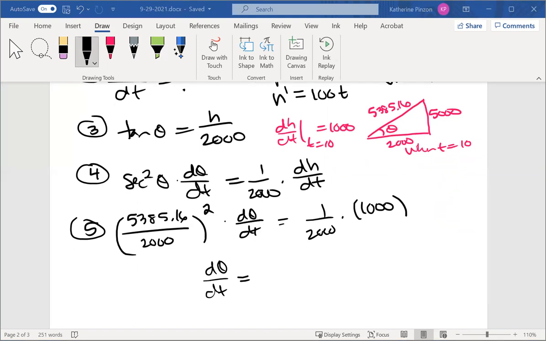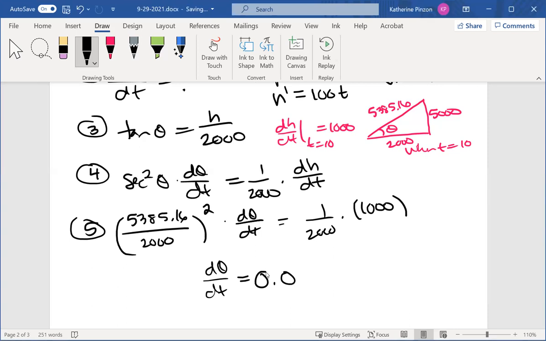The answer is 1/1000. You've got to do it like this. This side is going to be 1/2, and then 1/2 divided by that thing. Just do the whole thing. 5385.16 over 2000 squared. 1,000 back, and you did GH or DG.